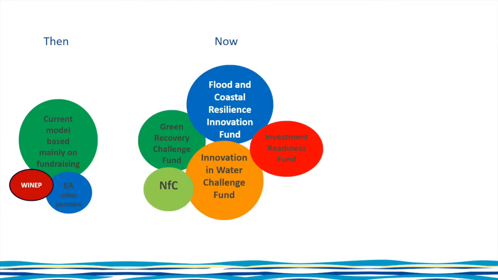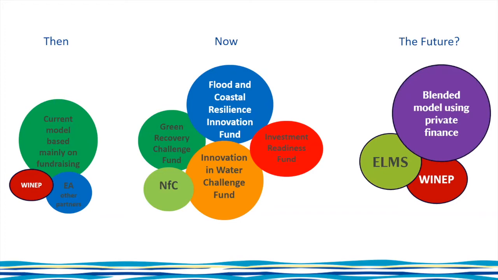But there is a new model that seems to be emerging. We've had the Green Recovery Challenge Fund and the government's Nature for Climate Fund, which are there to kickstart work back again. And then a lot of the funding at the moment is around innovation. The Environment Agency's Flood and Coastal Resilience Innovation Fund, Ofwat's Innovation in Water Challenge Fund. There is another fund called the Investment Readiness Fund. And all of these things are really pointing towards where we need to be, which is a new model for how we fund this work, which may look something like this.